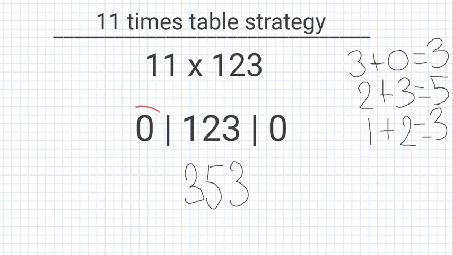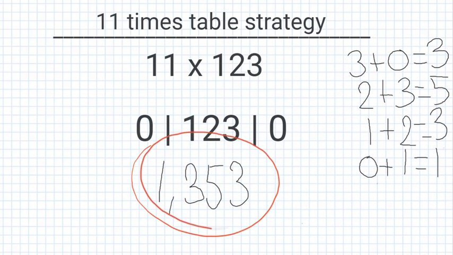And then our last number is 0. I'm not going to do an arrow anymore because you should know that 0 plus 1 is 1. So then you have your answer, 1,353.